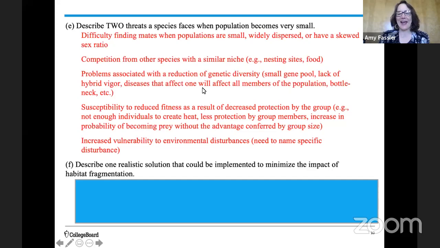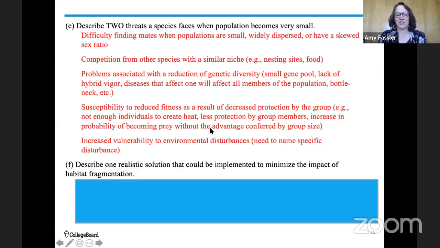This is the one that I think a lot of my students probably went with, the one we just talked about, that genetic bottleneck, that idea that when a population becomes very small and they have a smaller gene pool and smaller genetic diversity, they're going to lose the ability to have those beneficial traits, or a harmful characteristic or trait may become more predominant within the population.